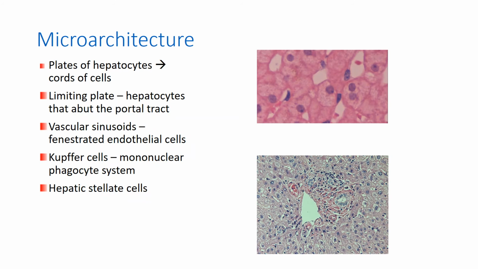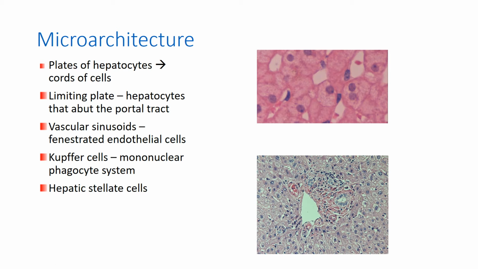So you have the plates of hepatocytes arranged in trabeculae or cords, and around, this is a smaller portal tract. Again, we have the bile duct, the artery, and the portal vein. Around the portal tract, you have the first row of hepatocytes called the limiting plate. So these are the hepatocytes that abut the portal tract. And in addition, you have the vascular sinusoids. We already pointed out here, we see very, very slim sinusoidal spaces.